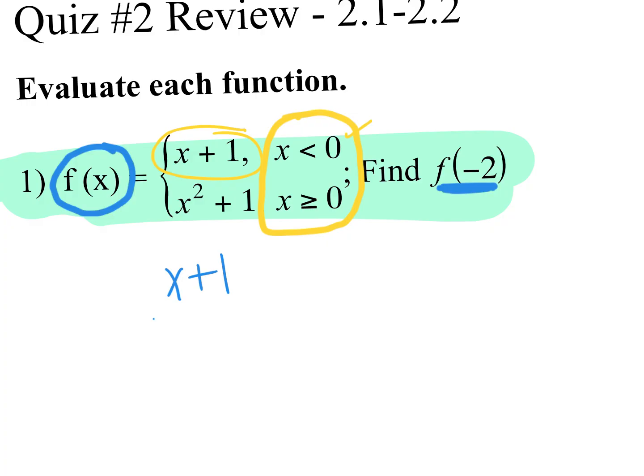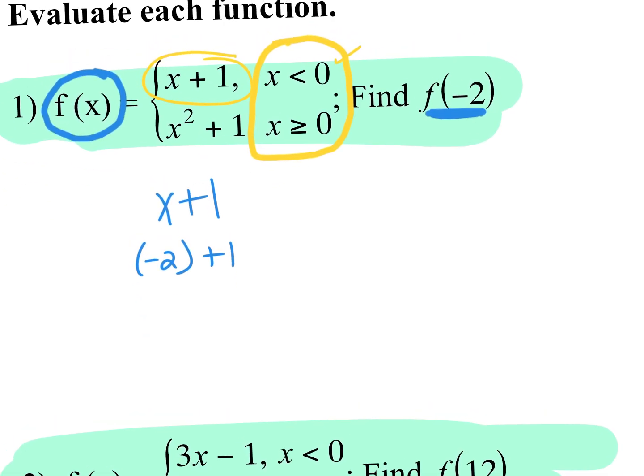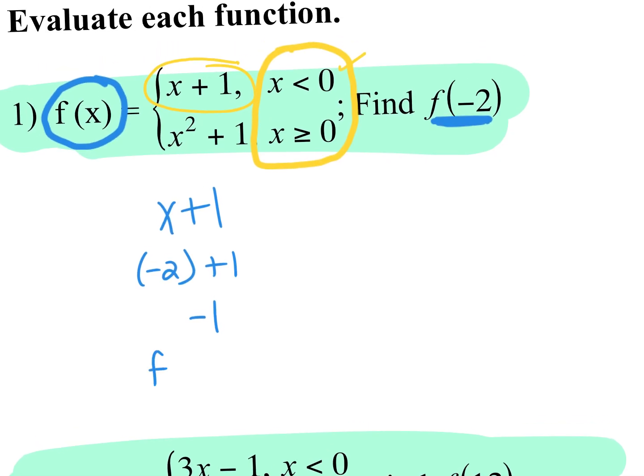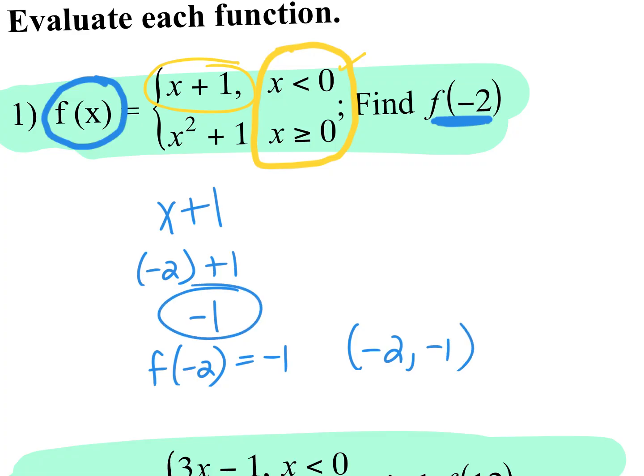So we're going to say, okay, instead of x, I'm going to plug in -2 plus 1. What is -2 plus 1? -1. That's the answer. That's it. You could write it as f of -2. When I plug in -2, I get out -1. You could also see that written as an ordered pair. If your x is -2, then your y is -1. But I'm totally fine with you guys just doing that.